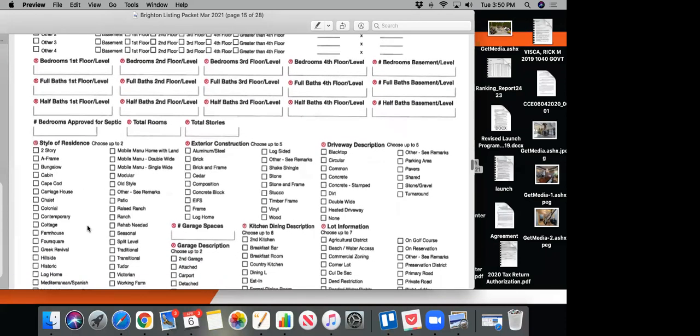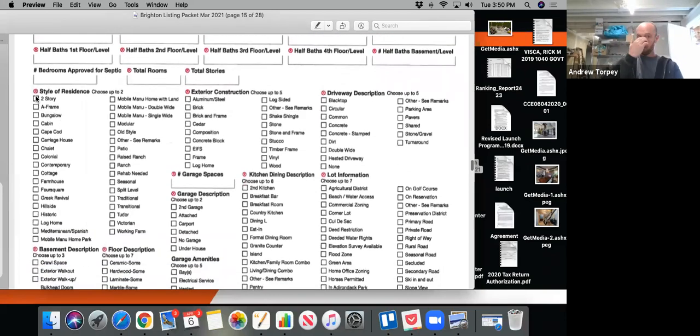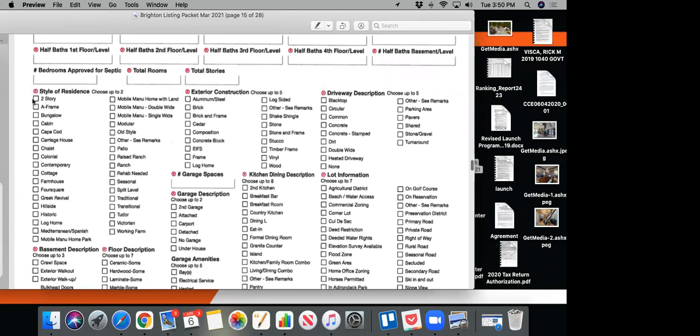Good question. Style of residence. Now, if it's a 2-story home, I would recommend also putting either a colonial or a contemporary. A contemporary is a house that has funky windows and a lot of peaks and things like that.